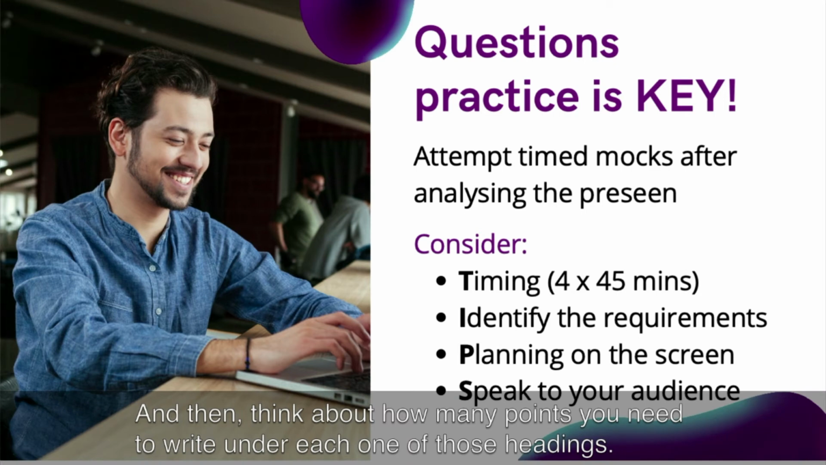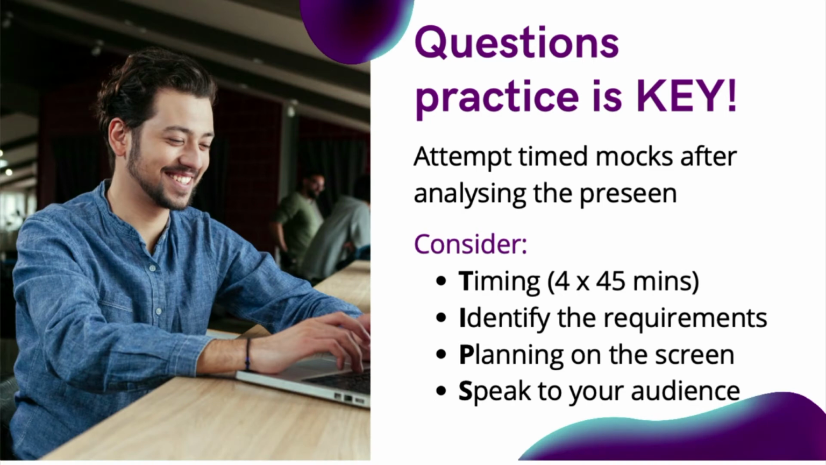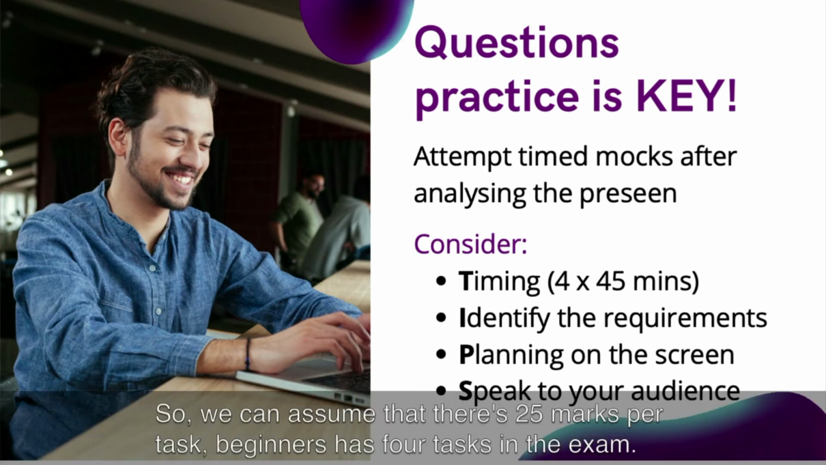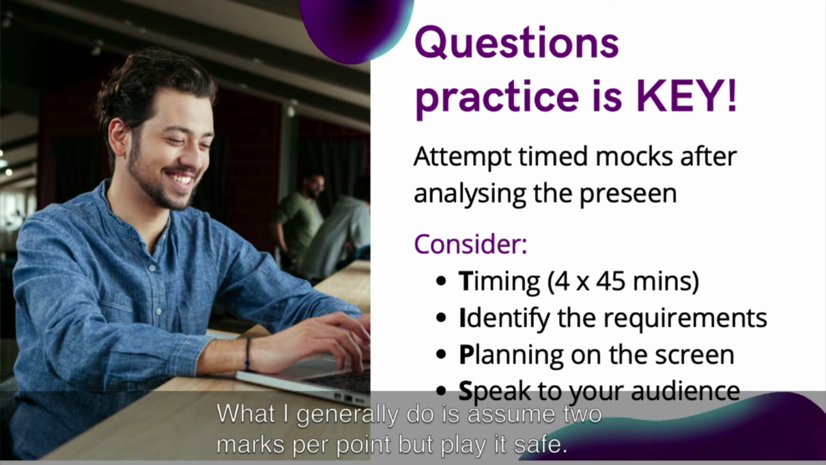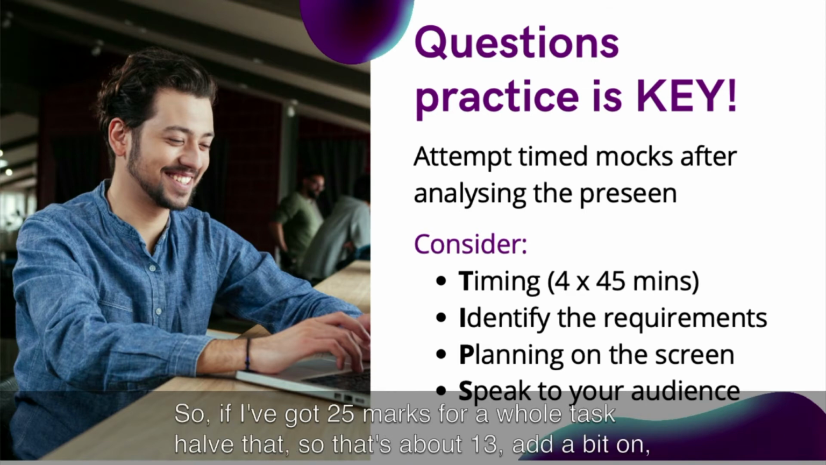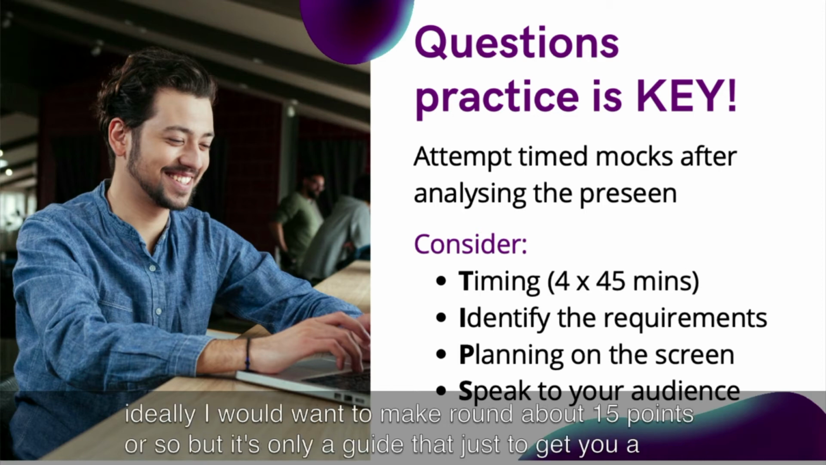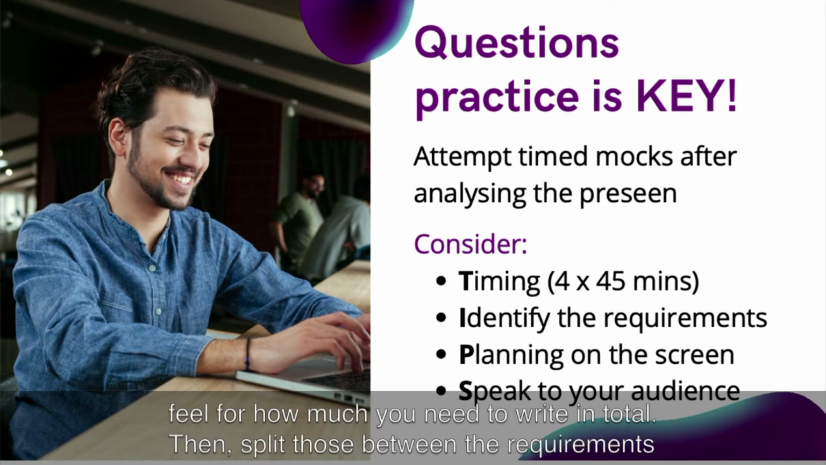And then think about how many points you need to write under each one of those headings. So we can assume that there's 25 marks per task. Beginners has 4 tasks in the exam. And then you can split those marks between the headings. What I generally do is assume 2 marks per point, but play it safe. So if I've got 25 marks for a whole task, halve that. So that's about 13. Add a bit on. Ideally, I would want to make round about 15 points or so, but it's only a guide, just to get you a feel for how much you need to write in total.